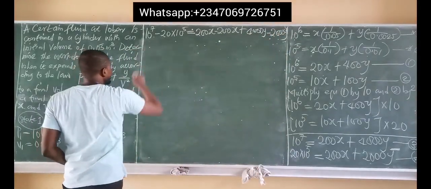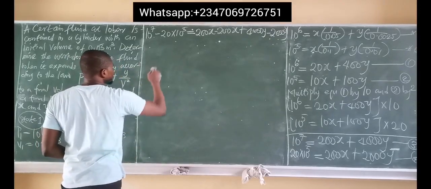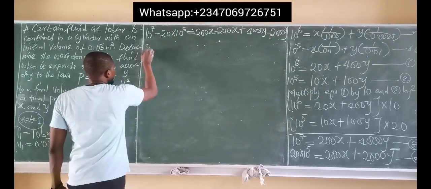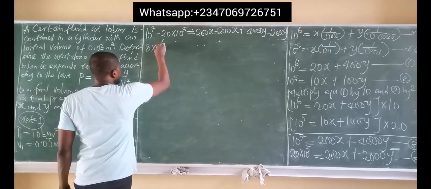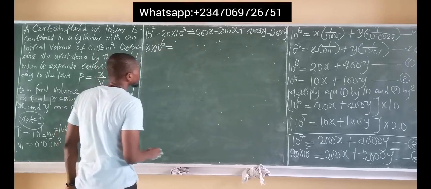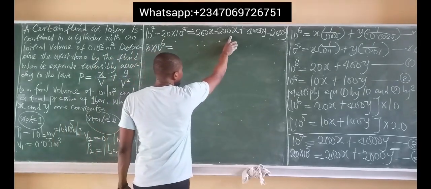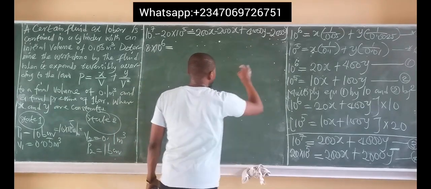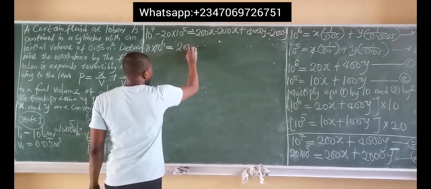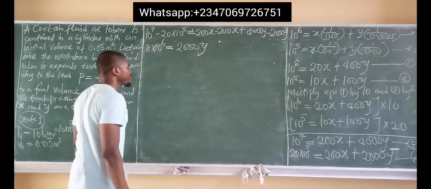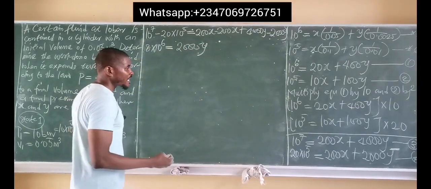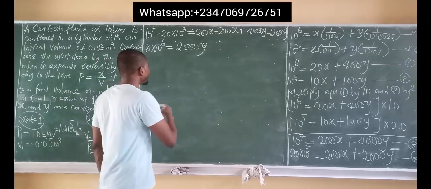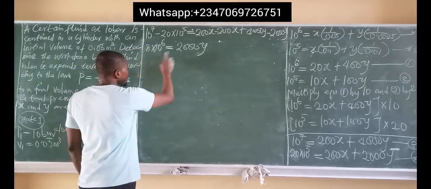So let's now obtain 10 to the power of 7 minus 20 by 10 to the power of 5. That simply gives us 8 by 10 to the power of 6. And this is equal to 200x minus 200x, which is 0. Then we have 4000y minus 2000y, which simply gives us 2000y. So from here, we can find the value of y. You see that we have now been able to eliminate x.